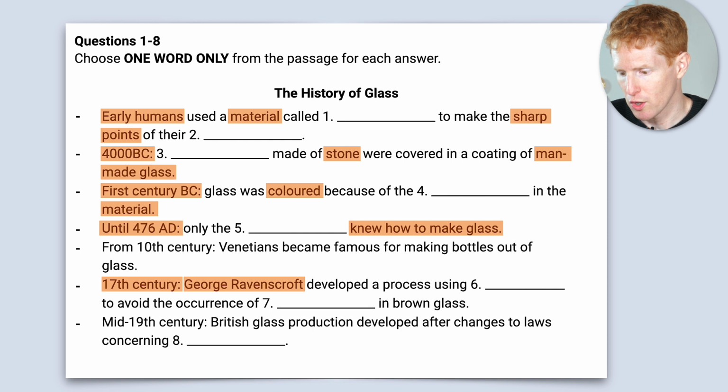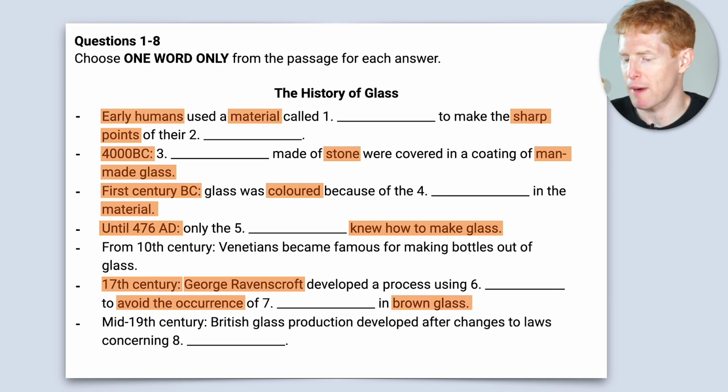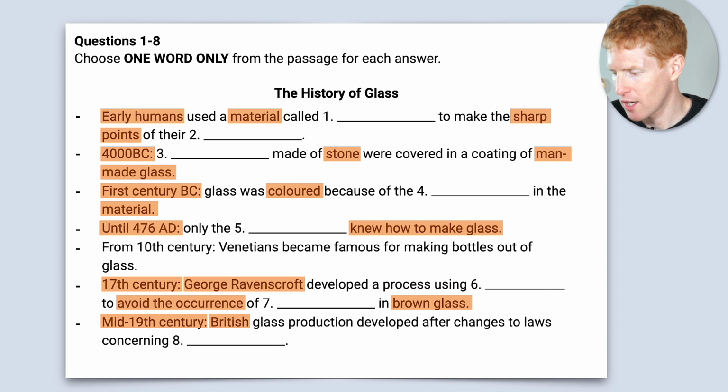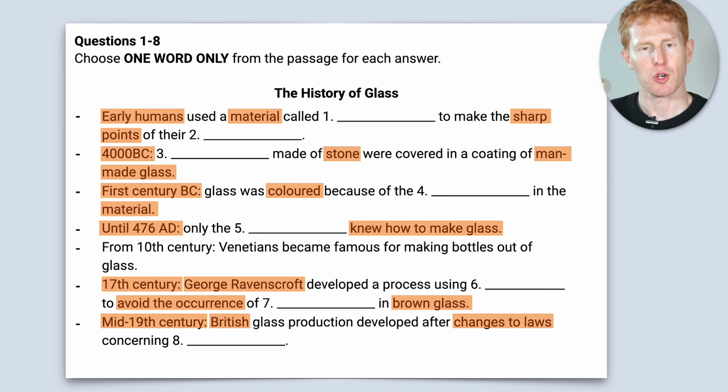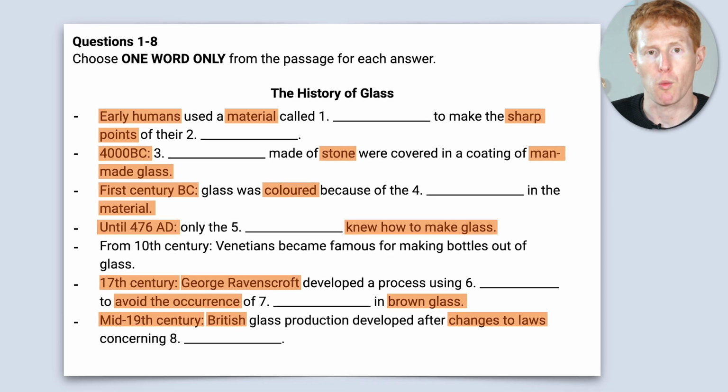George Ravenscroft, okay, wonderful, that's really going to help us locate the answer. Developed a process using something to avoid the occurrence of something in brown glass. Okay, so we're talking about brown glass here. Finally, mid-19th century, British glass production developed after changes to laws. Okay, great.